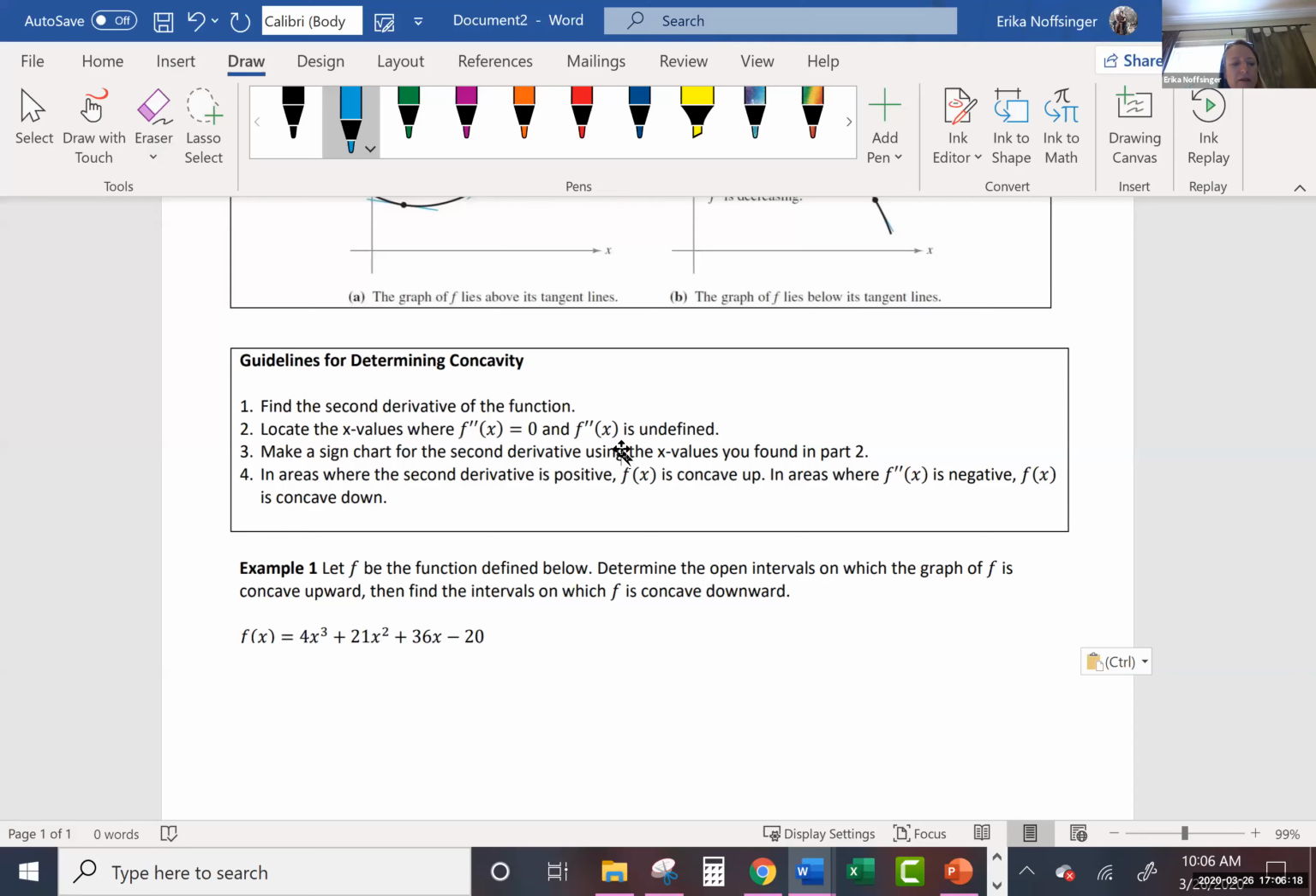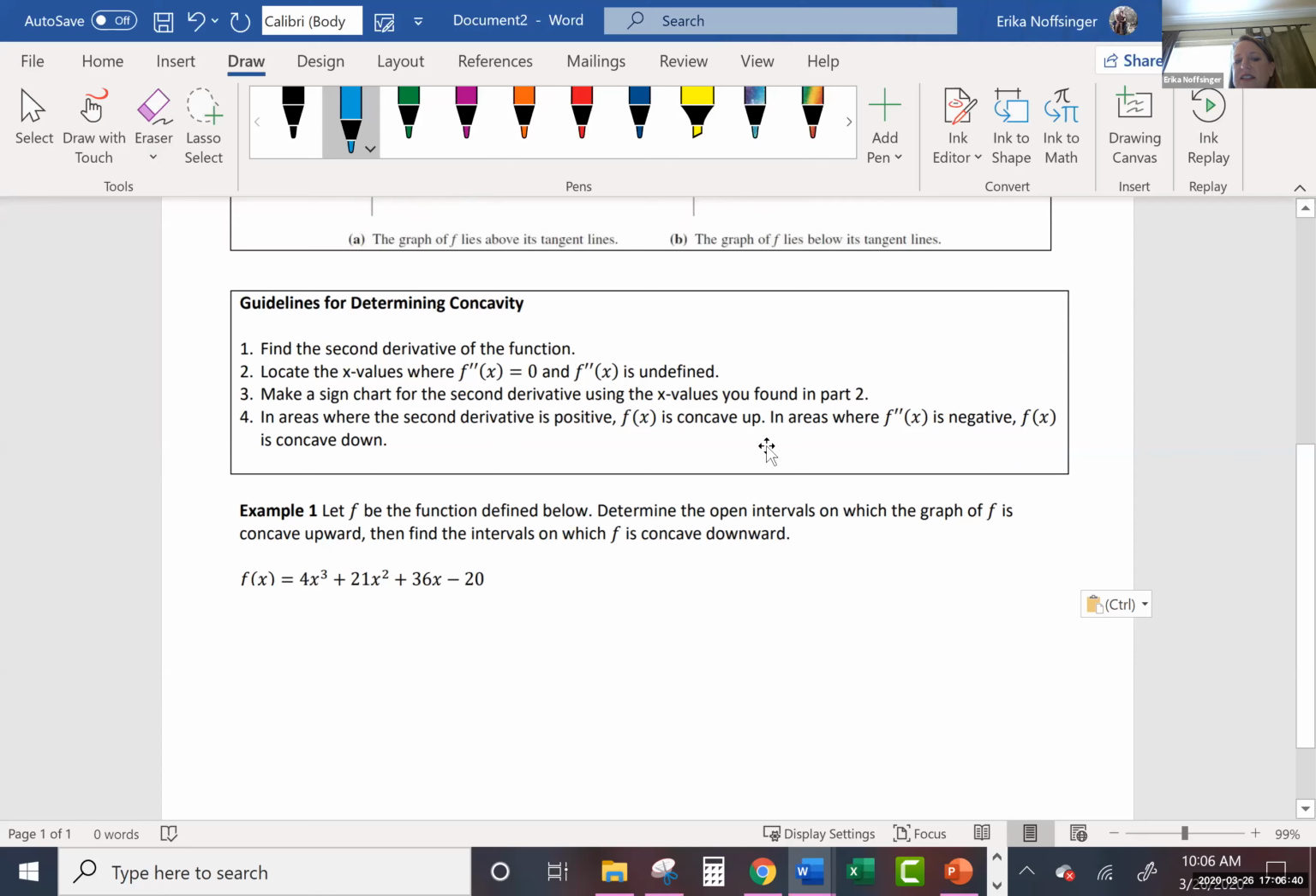So once we've done that, those are like our critical numbers, and we want to make a sign chart. So we're going to put those on the number line, just like we did with the first derivative. We're going to put those numbers we found on there, and we're going to test numbers to the left and the right of these numbers to see if our second derivative is positive or negative. If the second derivative is positive, that tells us the function is concave up on that interval. And if the second derivative is negative, that tells me it's concave down on that interval.